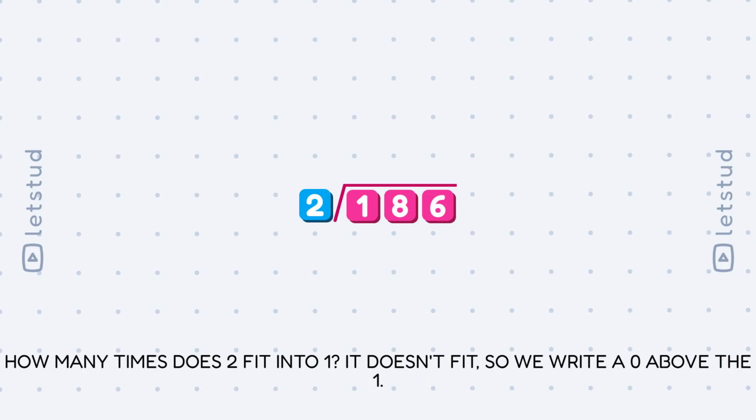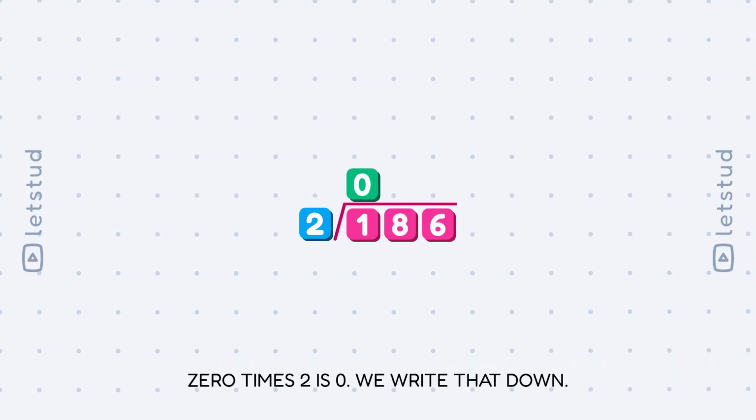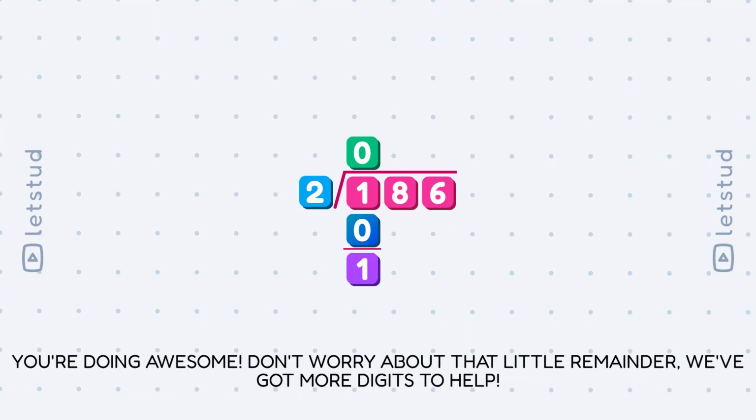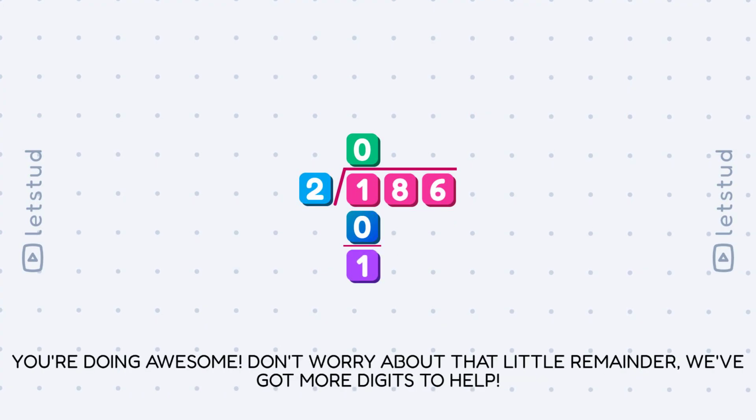How many times does 2 fit into 1? It doesn't fit, so we write a 0 above the 1. 0 times 2 is 0, we write that down. 1 minus 0 is 1, we have a remainder of 1, keep going. You're doing awesome, don't worry about that little remainder, we've got more digits to help.